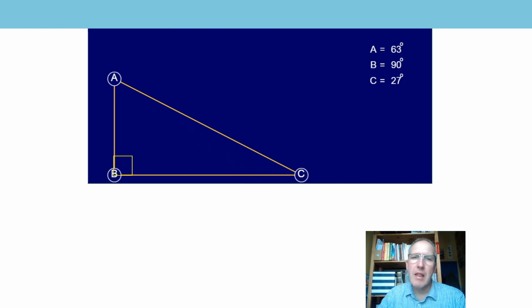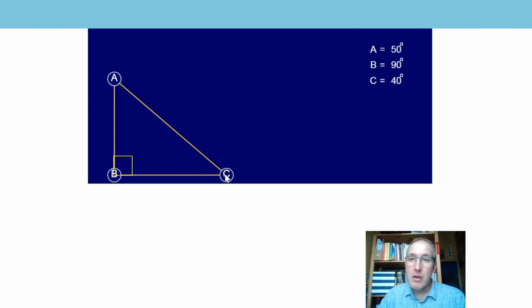Add those two angles together. What do you notice now about the angles A and angle C? If we add those together, what did you get? That's right. Angle A and angle C always sum in a right-angled triangle to 90 degrees.